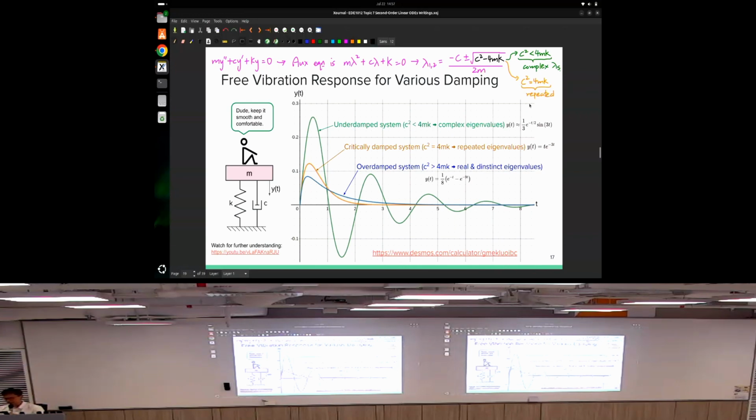So repeated lambdas. And finally, if your c square is more than 4mk, then this is a positive number. So you root a positive number, you get real and distinct roots. Agree? Yes? No. As long as you have c square less than 4mk, you're going to get complex eigenvalues, which is inevitably going to give you sine and or cosine terms inside your solution.